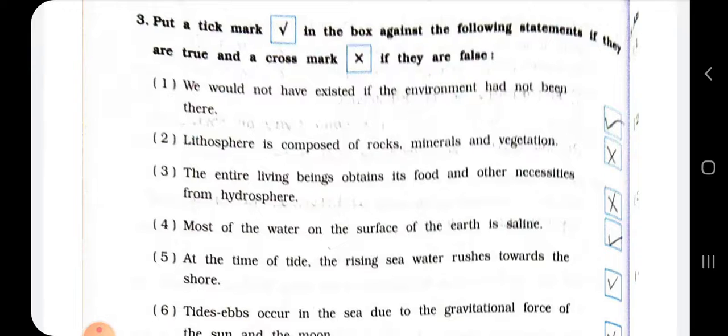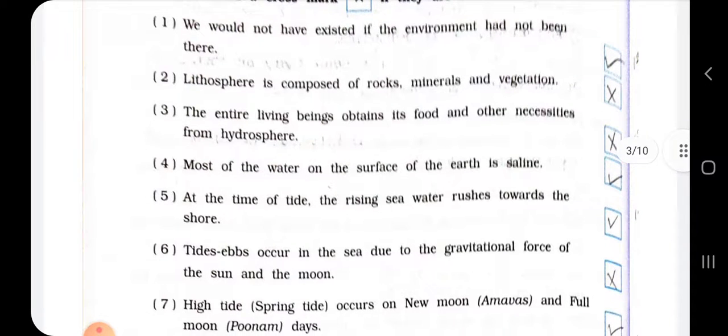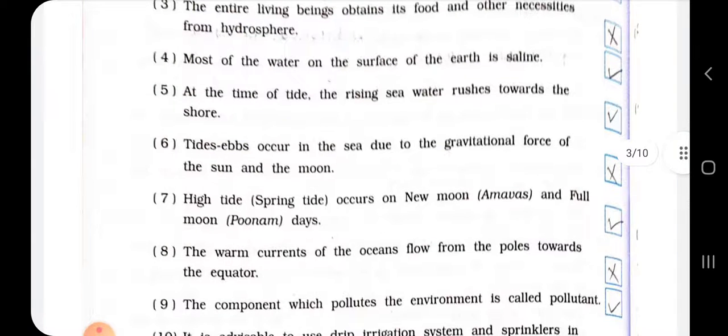Lithosphere is composed of rocks, minerals and vegetation. Wrong. The entire living being obtains its food and other necessities from the hydrosphere. Wrong. Most of the water on the surface of the earth is saline. Right. At the time of the tide, the rising sea water rushes toward the shore. Right. Tides and ebbs occur in the sea due to the gravitational force of the sun and the moon.